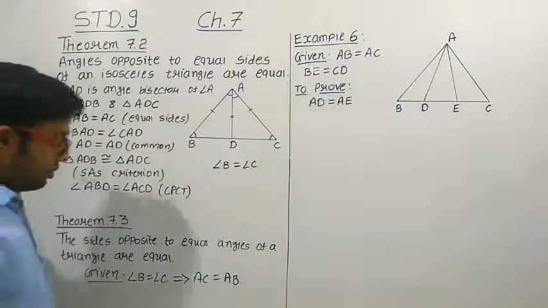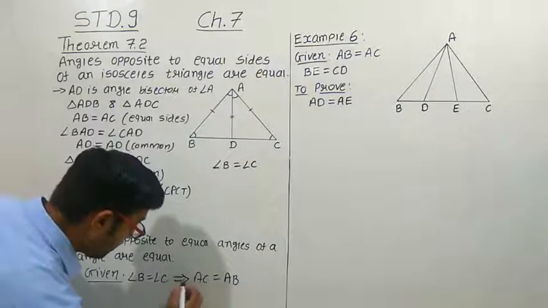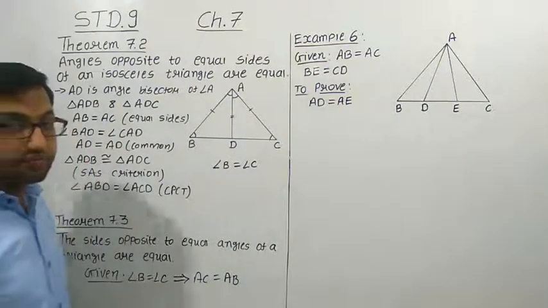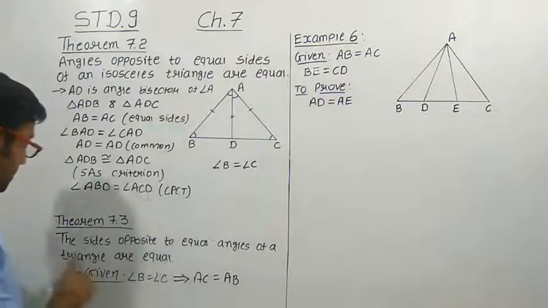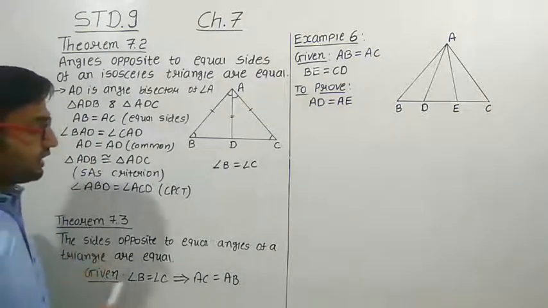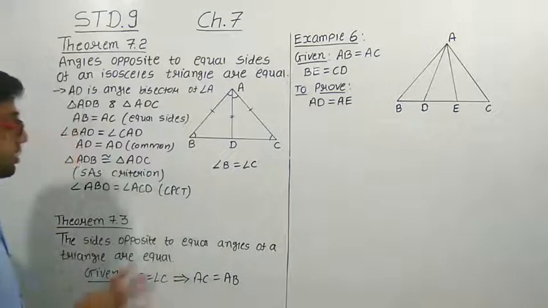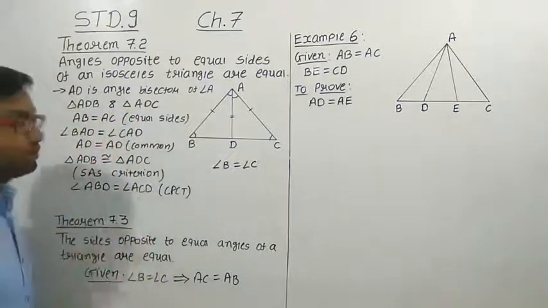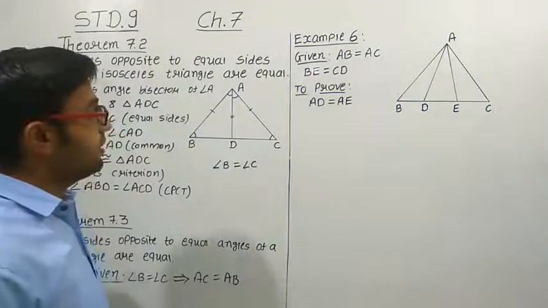Right? So these two theorems are opposite to each other. Okay, so we can also say the converse of each other. This theorem says the sides opposite to the equal angles of a triangle are equal. Right? So now based on these two theorems, let us solve one of the examples, that is example number 6.